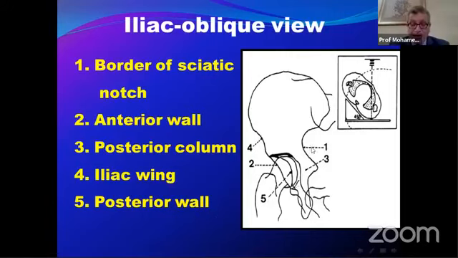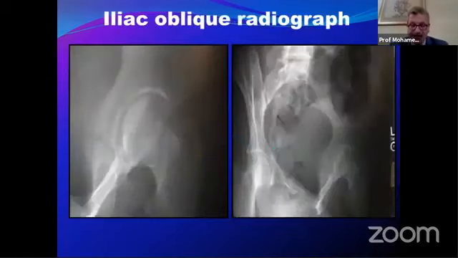Number 1, the border of the sciatic notch. This is what I see in it. Number 2, the anterior wall or anterior lip. Number 3, the posterior column represented by the ilioischial line. Number 4, the iliac wing, and sometimes the posterior wall. This is the view in plane radiograph.